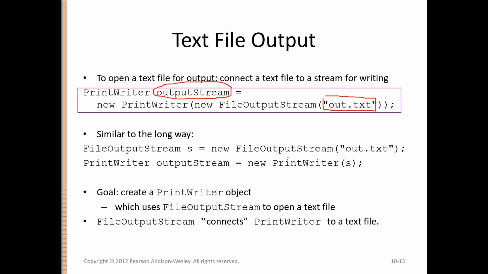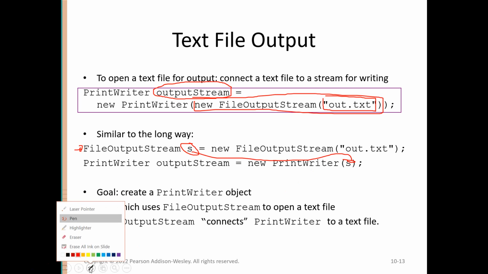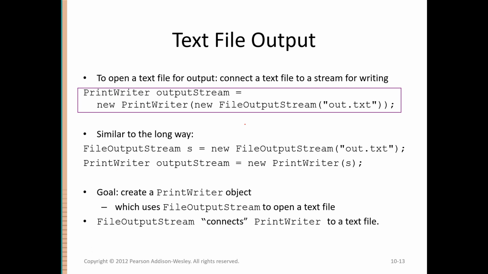You can do that in two ways if you want. You can do that in two steps. The first step is that you create an object of FileOutputStream and save it somewhere, and then you put it as an argument for the PrintWriter. But you have to use both classes, the PrintWriter and the FileOutputStream. You can do that in two steps or one step, whatever is convenient to you. But this is faster.